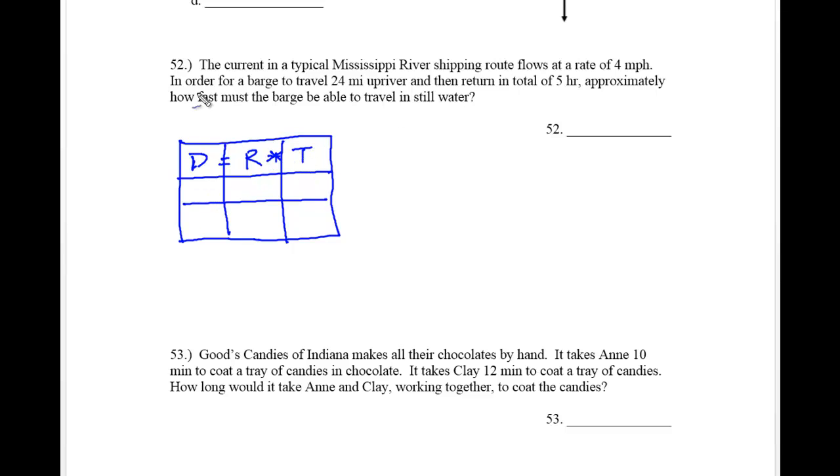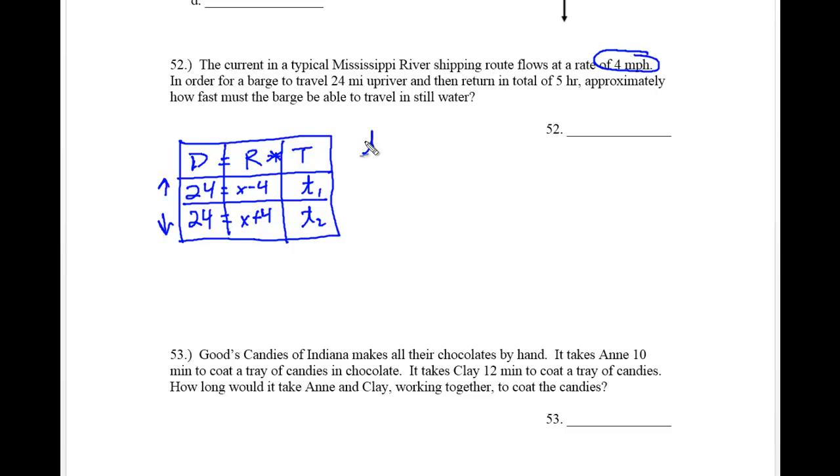The problem says, in order for a barge to travel 24 miles upriver and then return, so we're looking at 24 miles upriver and then 24 miles back downriver, approximately how fast must the barge be able to travel in still water? Well, let's go through here. If the water flows at a rate of 4 miles an hour, then going upriver, we're going to be x minus 4 times some time. We don't know how long it's going to take, but it's going to be a little bit longer than when we're going downriver, where it's going to be x plus 4. The river is going to give us a boost in speed.